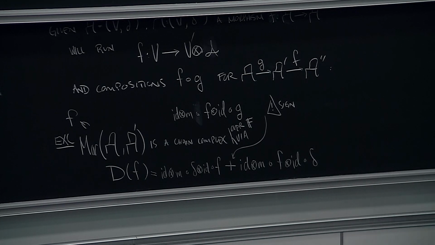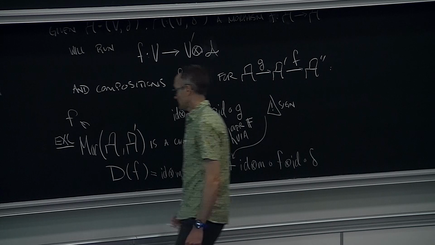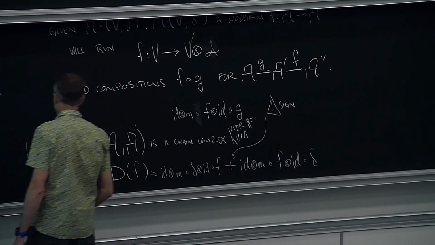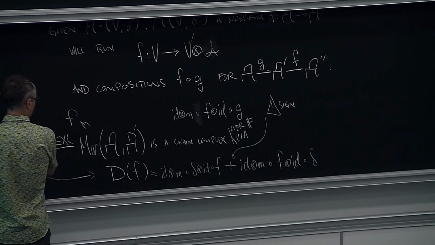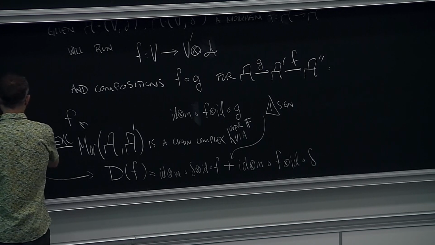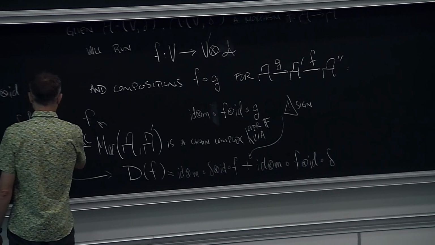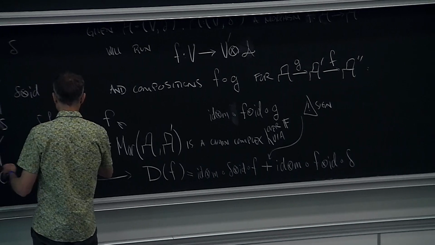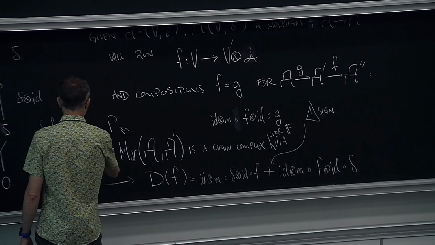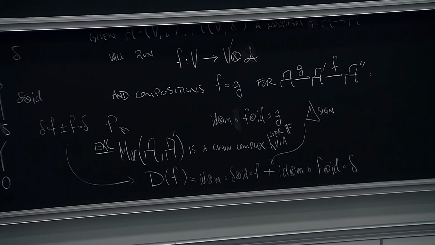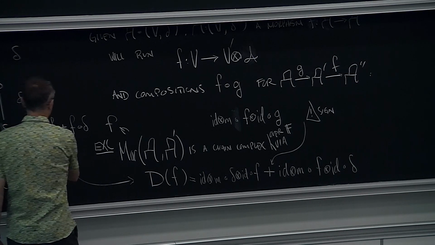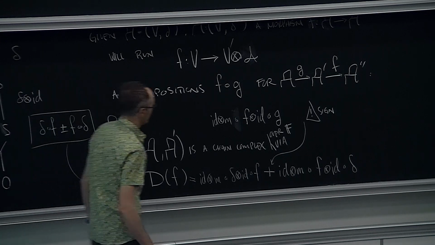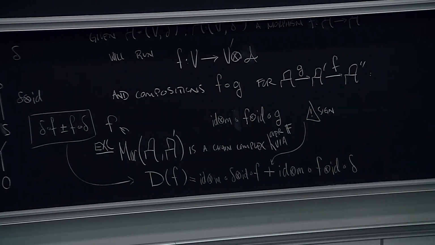So this really should look like del F plus or minus, with the sign, F del, which for people who have thought about chain complexes built out of morphisms will look familiar. Okay, so that's something to work through.